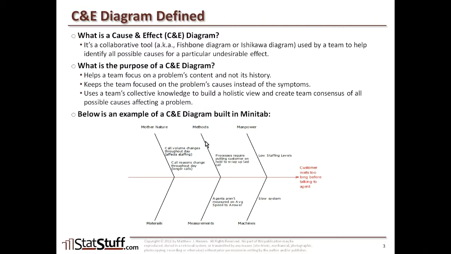These are 6 different possible sources of variation, like Mother Nature, methods, manpower, materials, measurements, and machines. There are other versions that you can use. You may not need all of these, but this example just shows these 6 M's as possible things that you can talk through with your team that could be areas of discussion for finding potential root causes.